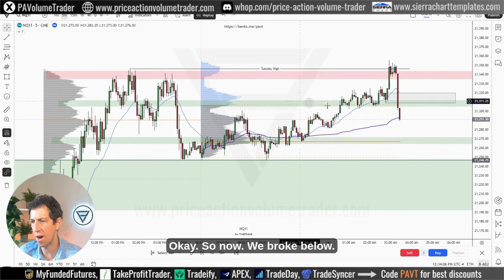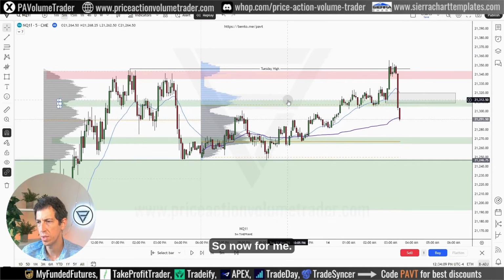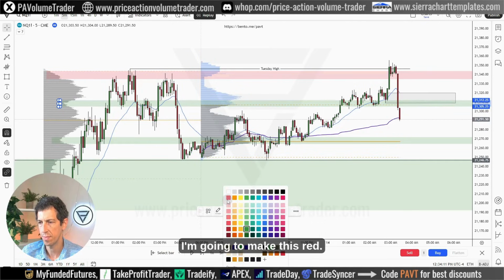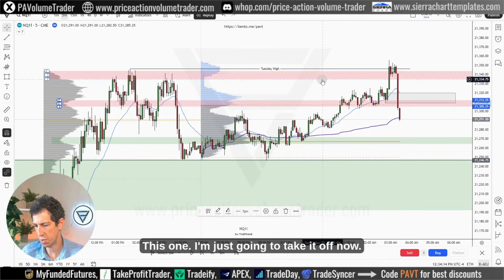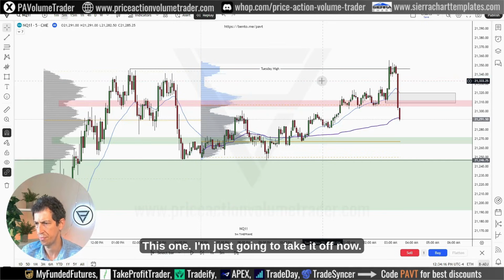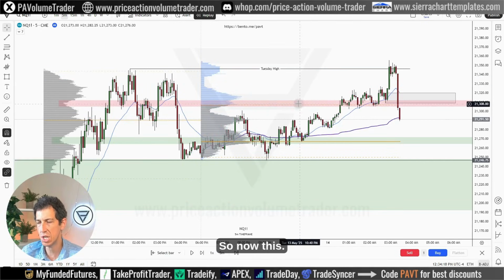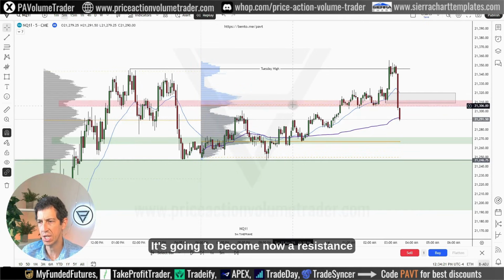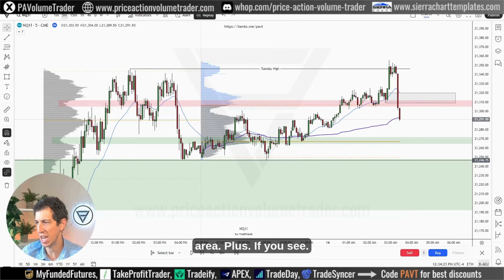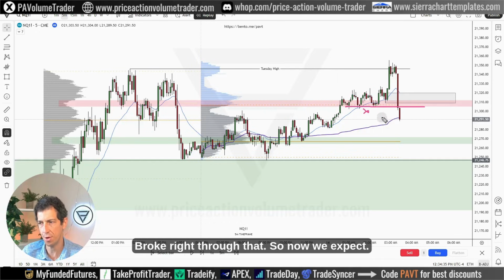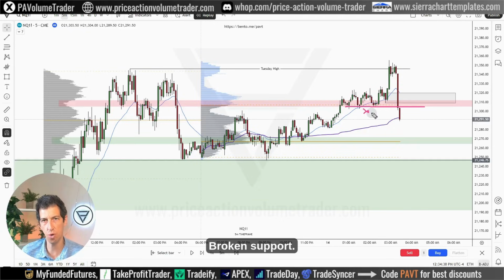Okay, so now we broke below. So now for me, I'm going to make this red. This one, I'm just going to take it off now. So now this zone is going to become a resistance area. Plus, if you see, there was a clear support right around 21,305, and we just broke right through that. So now we expect broken support to become resistance as well.